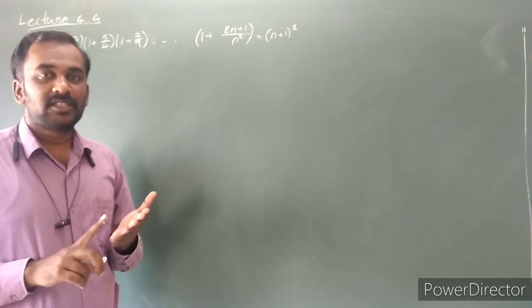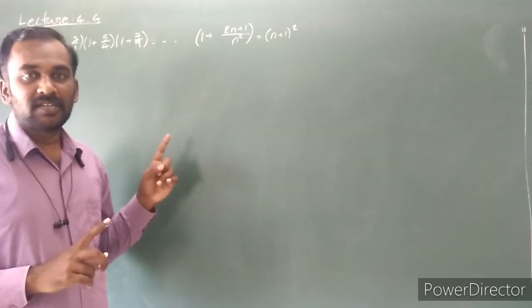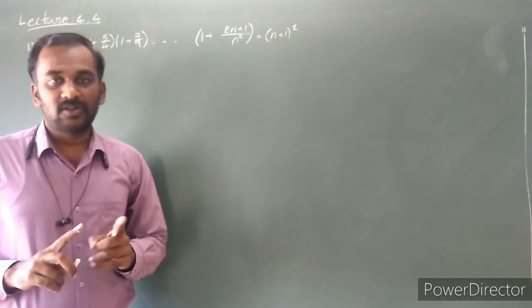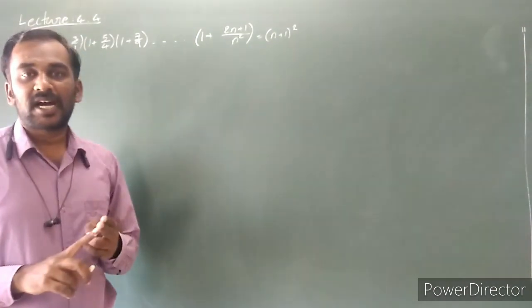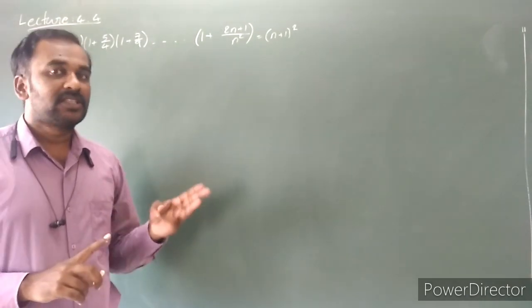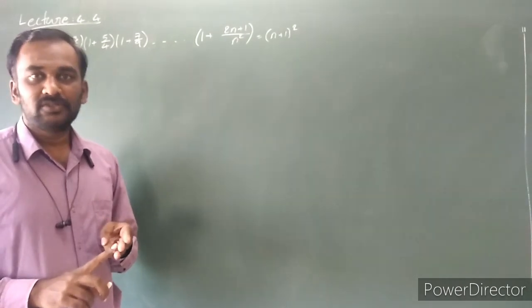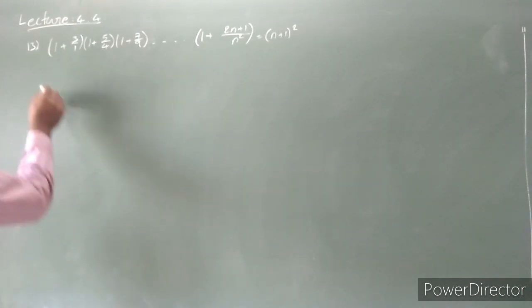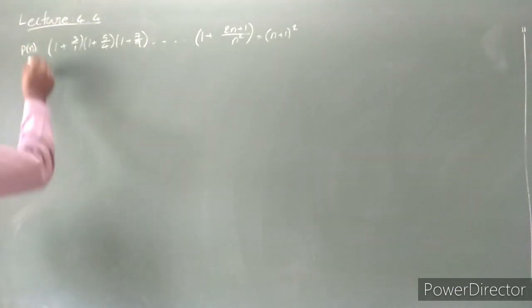There are particularly three steps. What is the first step? Step 1, basic step: for n equal to 1, we check whether LHS is equal to the RHS. Second step, assumption step: we need to assume that P(k) is true. Third step: we need to prove that P(k+1) is true whenever P(k) is true. So now let's begin the solution. I just call this P(n).